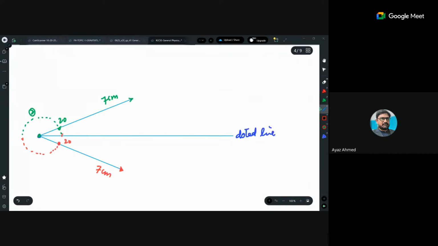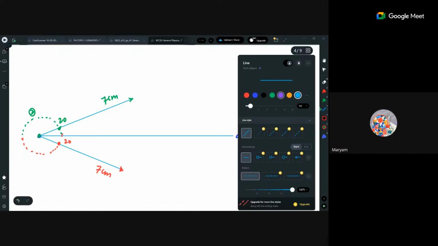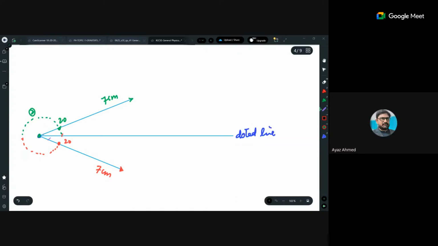Just a second. Sir, how does it look like a parallelogram? Not yet, not yet, a little. After some time it will be a parallelogram, inshallah.